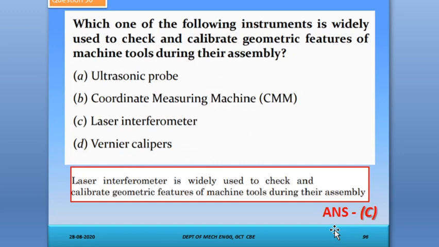The next one. Which one of the following instruments is widely used to check and calibrate geometric features of machine tools during their assembly? Ultrasonic probe, CMM, laser interferometer, Vernier calipers. The laser interferometer is widely used to check and calibrate geometric features of machine tools during their assembly. Laser interferometer is the correct answer.